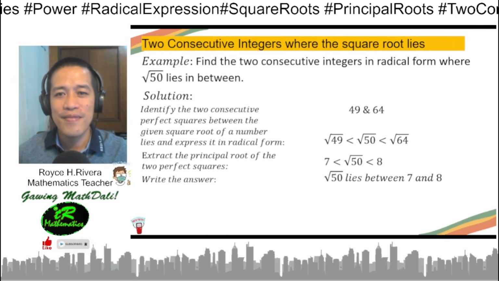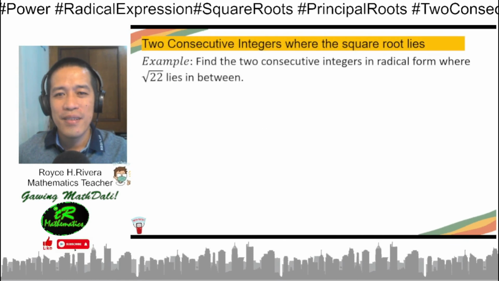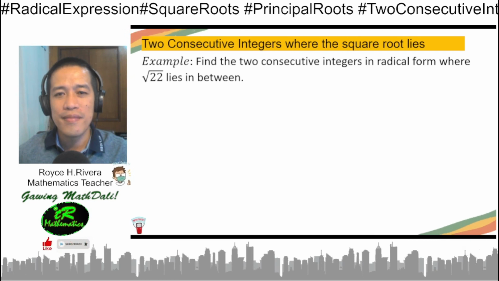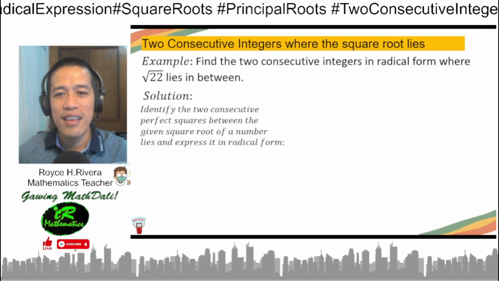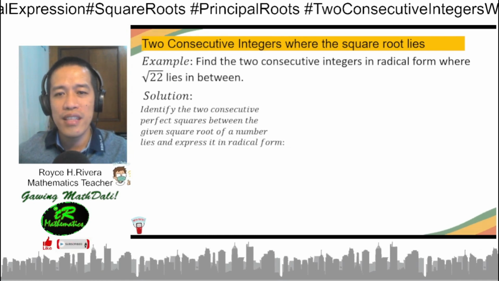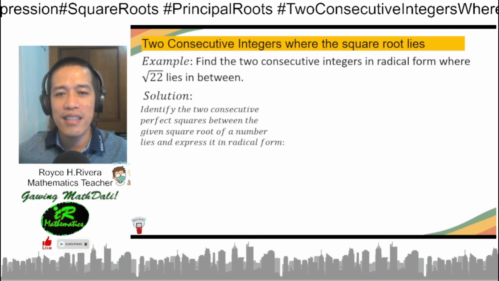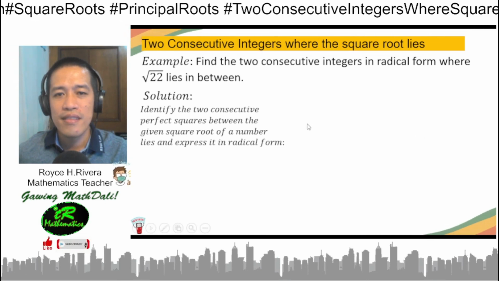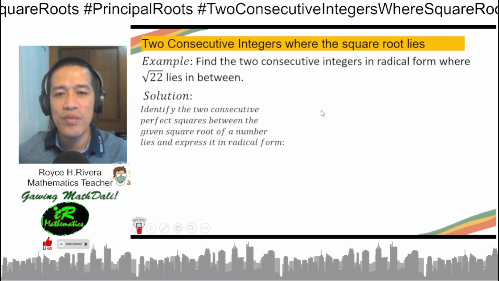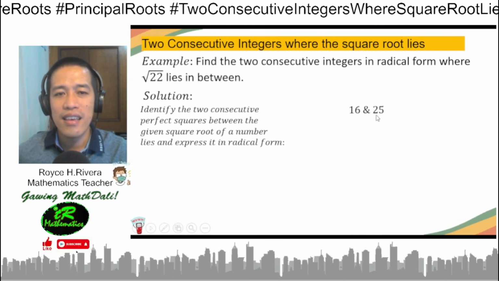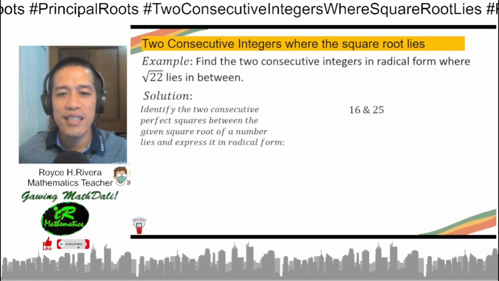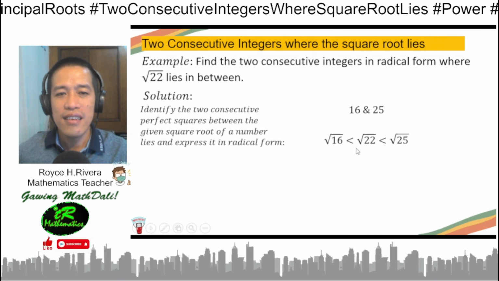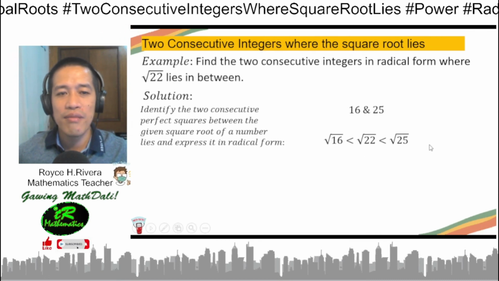Another example. Find two consecutive integers in radical form where square root of 22 lies in between. For the solution, again the first thing we will do, identify two consecutive perfect squares between which the given square root of a number lies and express it in radical form. So, the two perfect square numbers between which 22 lies are 16 and 25. To express this in radical form, we write this format: the square root of 16 less than the square root of 22 less than square root of 25.